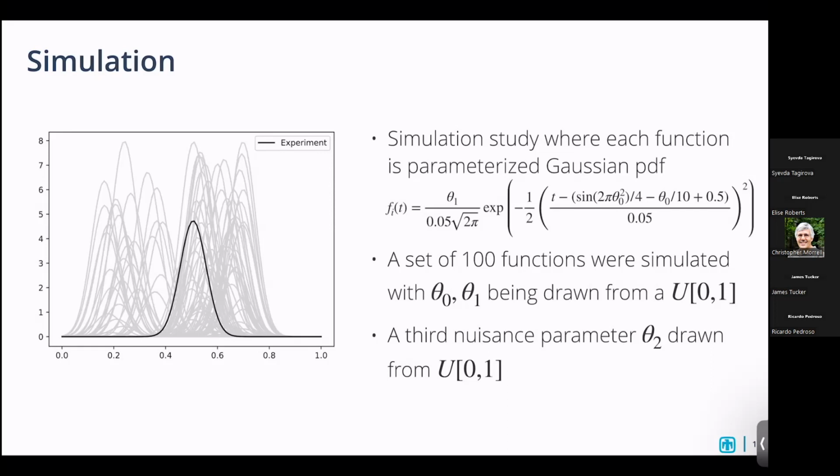And so those are the set of gray curves here. The black curve was a specific theta 0 and theta 1 I'll talk about in the next slide, which we'll treat as our experiment. Also, what tends to happen a lot in frameworks that we deal with at Sandia and across the complex is we have nuisance parameters. And so we had a third nuisance parameter, theta 2, that was just drawn randomly from the uniform 0 to 1.